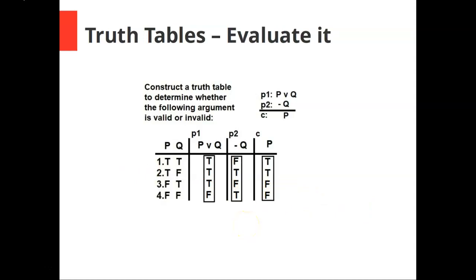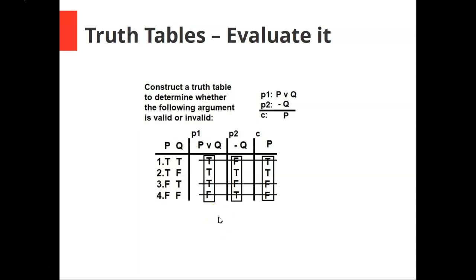Now we do have some rows to ignore. We only care about the rows in which all the premises are true. If there's a row with at least one false premise, we do not care about that row. We ignore our conclusion column and we look over here. What are the rows in which all the premises are true? It looks like only 2, so we don't care about 1, 3, or 4.